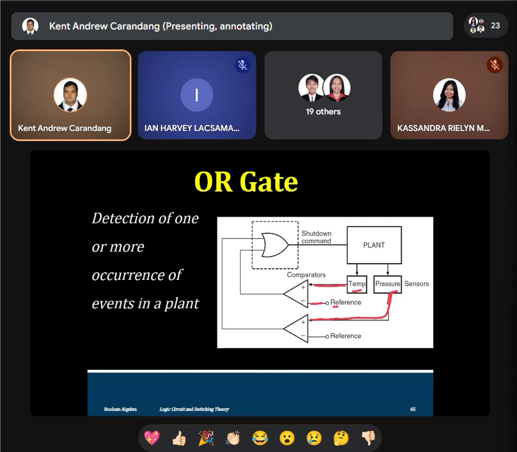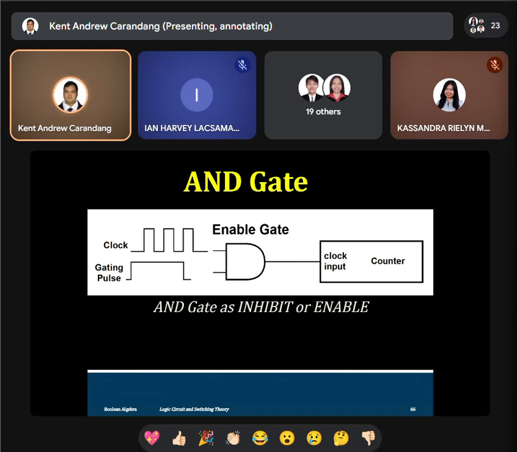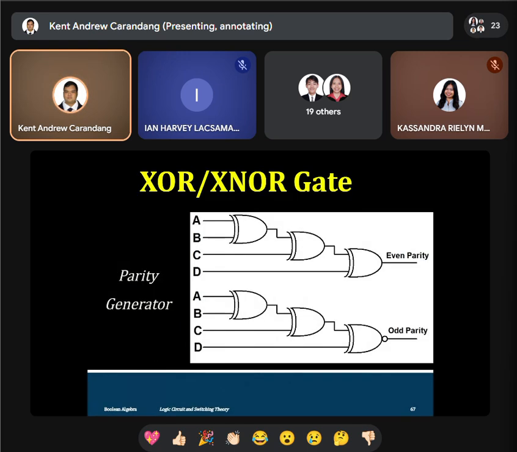Okay? Next is the AND gate. For the AND gate, so this is AND gate as inhibit or enable. So if our inputs here is the clock and the gating pulse, and we have the application for AND gate, it will enable the gate. So we can have our clock input. So for XOR and XNOR, we can have the application for parity generator.